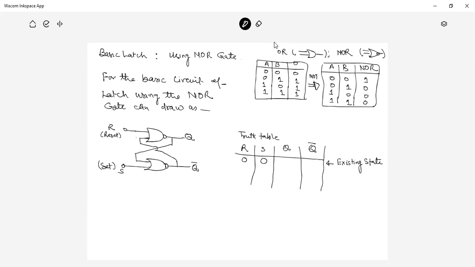There are no voltages here, but in the case of Q and Q bar, due to the memory, if Q is 1, then Q bar is 0. If Q is 0, then the corresponding Q bar is 1. So these two are the existing states. Now, on the basis of these two existing states, in the NOR gate, we can complete this table.